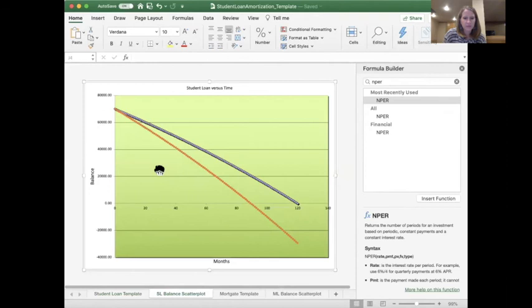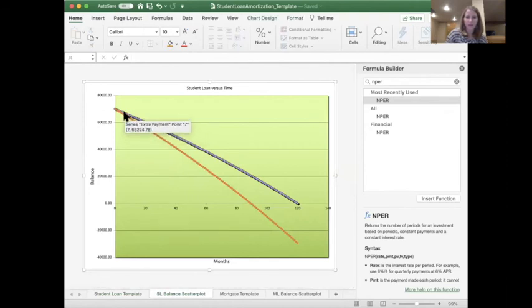Another cool thing to use about this is you get to see a scatter plot over time of how your student loan is decreasing and about where you will end up paying it all off.